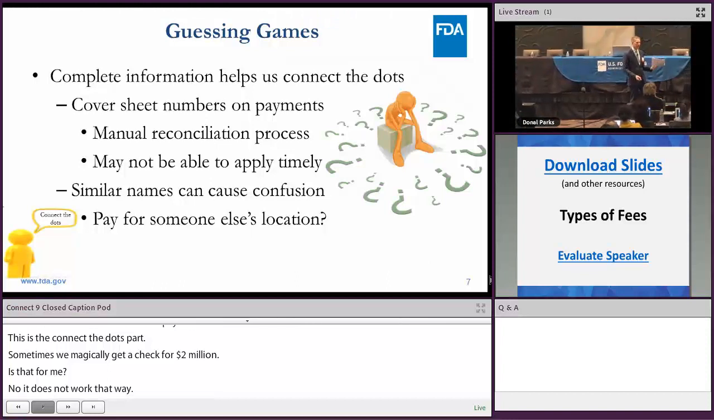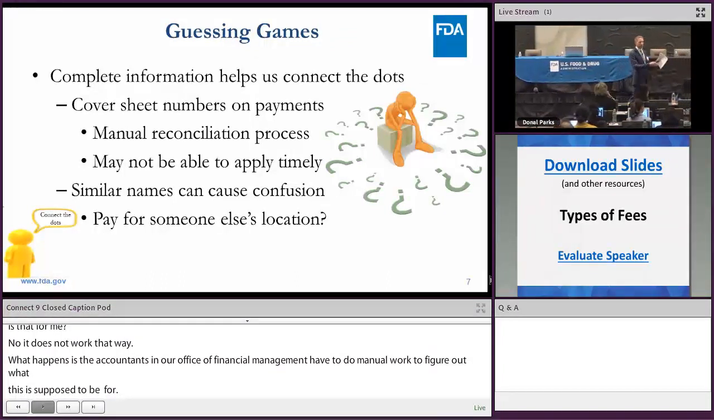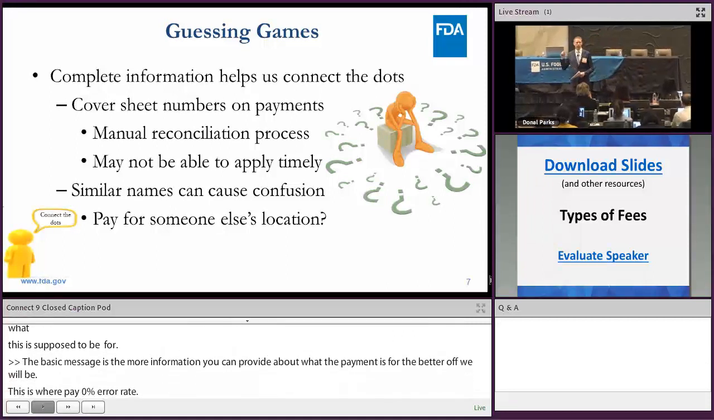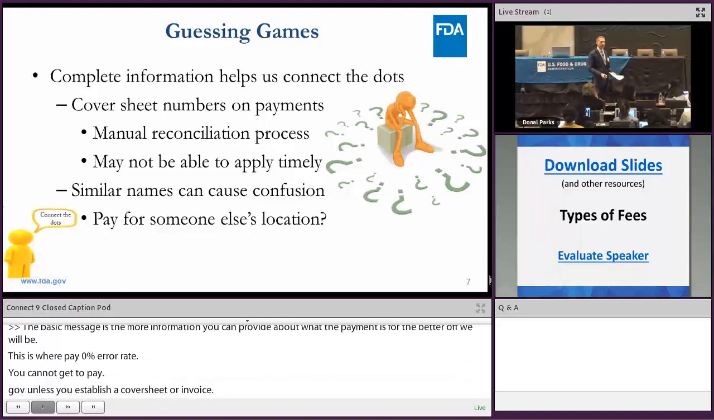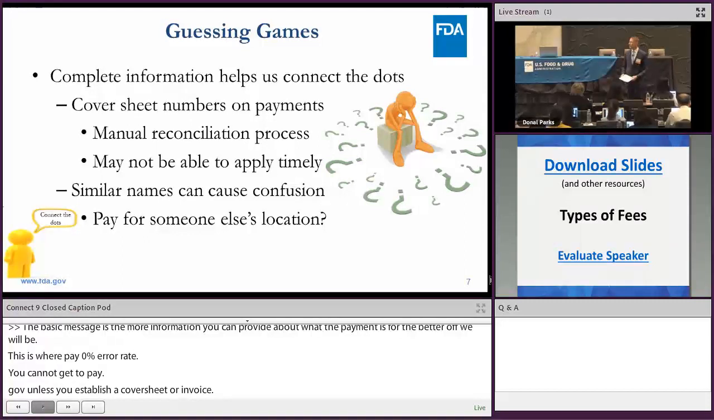This is where pay.gov has almost a 0% error rate, because you can't get to pay.gov unless you've already established a cover sheet or are paying an invoice or something like that. And when you do that, the amount is correct, to whom is correct, from whom is correct, all that information has already been verified. And so most of the pay.gov payments come in with virtually no manual intervention whatsoever. It's automatic, it's fast, it's accurate, it's perfect.